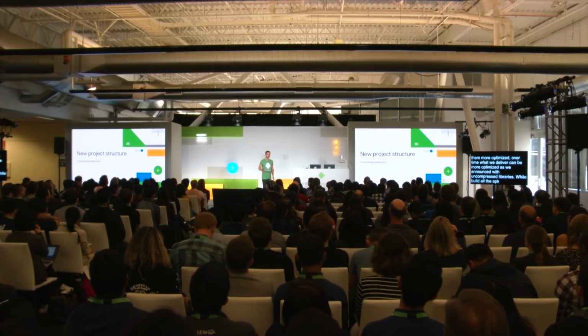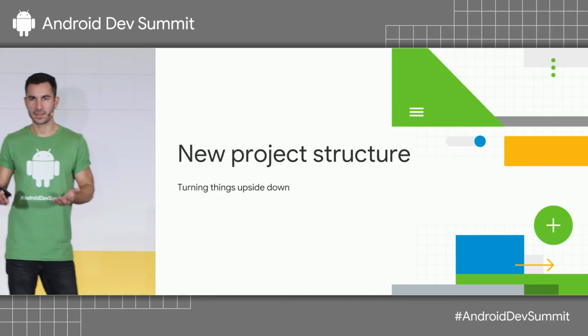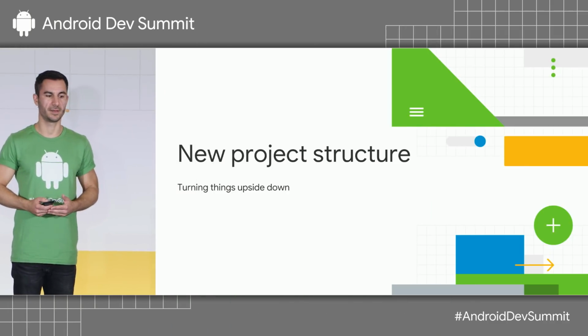Thanks to the fact that we can transform your APKs and make them more optimized, as we develop more optimizations on the Play Store side, over time, what we deliver to users' devices can be even more optimized, as we just announced with uncompressed libraries. And so it will make sense to move instant apps to this new model. Why build all the APKs locally and then not be able to optimize them further on the Play Store? What if we could use the new app bundle format to deliver an instant app experience to our users? So let me tell you how to go back to that simpler, better project structure for your instant apps.